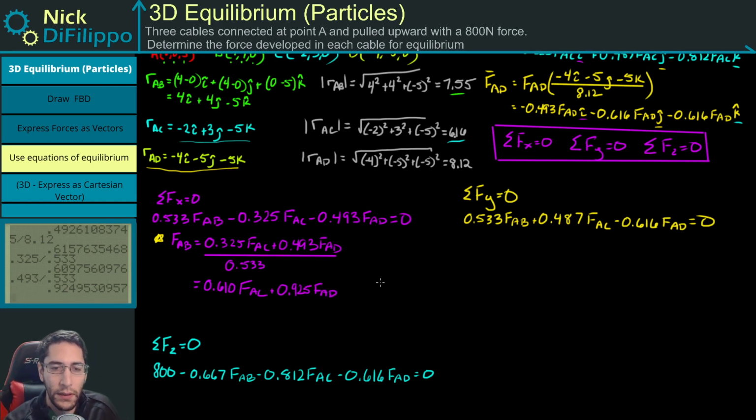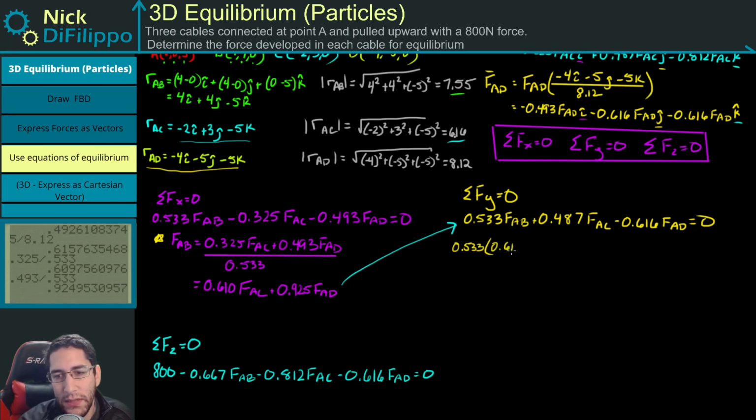Now I have to take this equation right here, and I need to plug it in for the FAB right here. So what I'll get is 0.533 times 0.610 FAC plus 0.925 FAD plus 0.487 FAC minus 0.616 FAD is equal to 0.